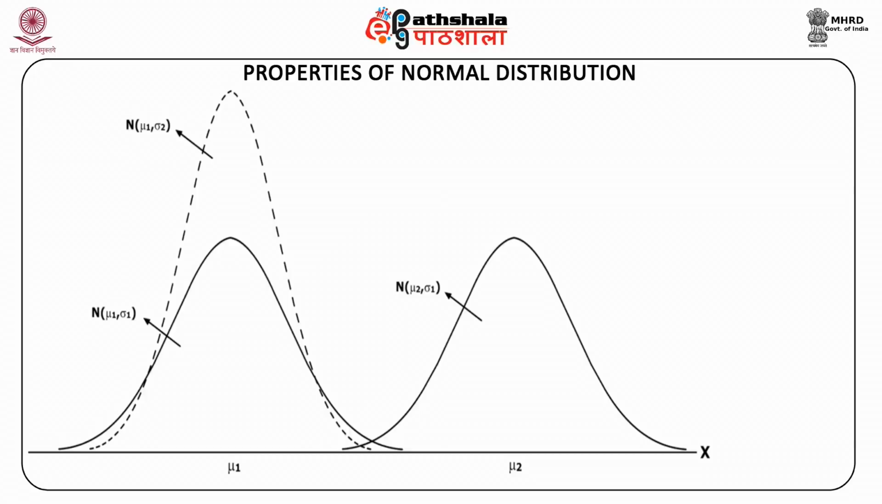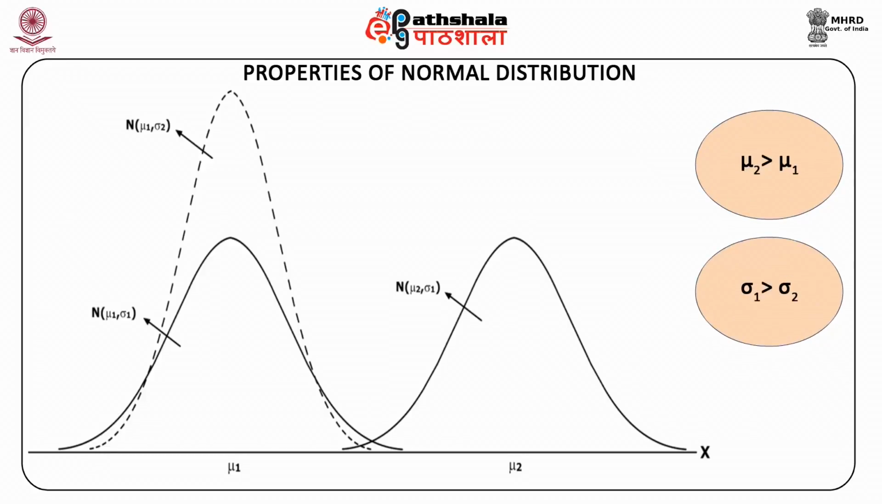Thus, if mu changes, the curve will shift only along the x-axis without any change in its shape, and a change in sigma only will change the spread of the curve with no shift. An increase in sigma will make the curve flatter, whereas a decrease in sigma will make the curve steeper. In the figure, mu2 is greater than mu1 and sigma 1 is greater than sigma 2.